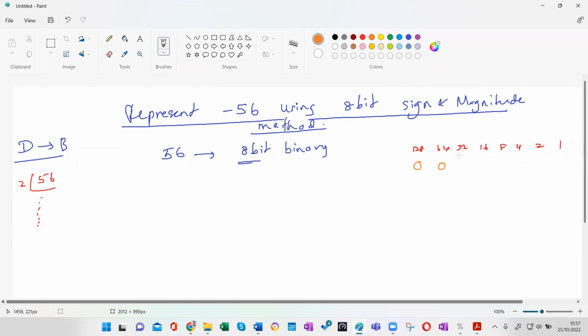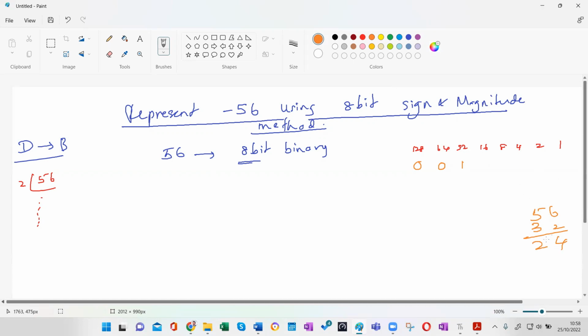32? Yes. We have 32. Can you put 2? You can't put 2 because it's 56, right? If it is 2, it will be 64. So you can't put 2. 32 is fine. So 56 minus 32, that will be 24, right?